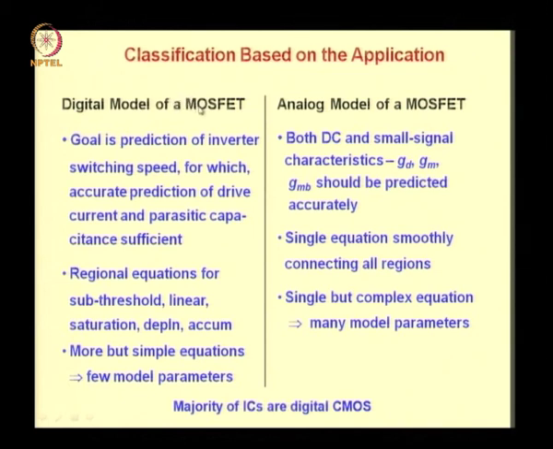Another classification based on the application we discussed was digital model and analog model. Digital model has simple equations and few model parameters. Though the number of equations is large, they are simple and therefore the number of parameters is few. On the other hand, the analog model, because of the requirement that it must predict the conductances accurately, has a complex equation, though it is a single equation but has many model parameters.